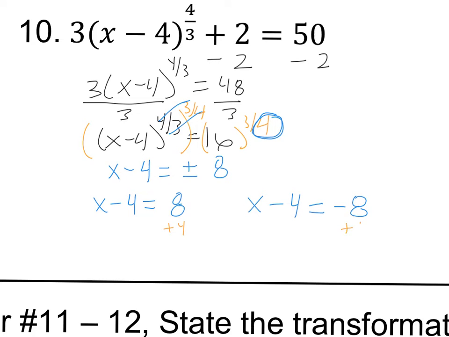You add the 4 over on both of them. x is equal to 12, x is equal to negative 4. Those are your 2 answers. Again, 2 answers because when you were solving right here, you had an even exponent.